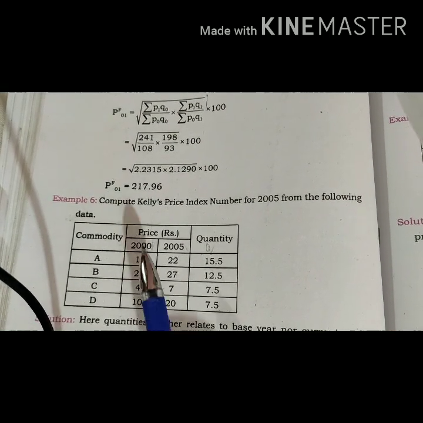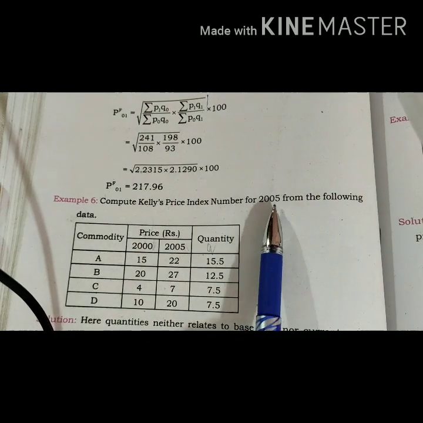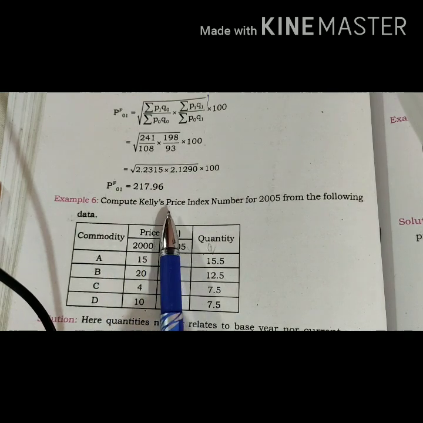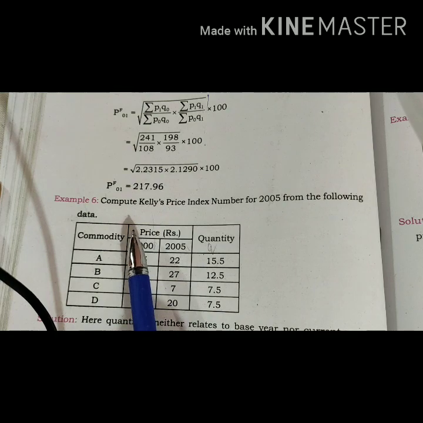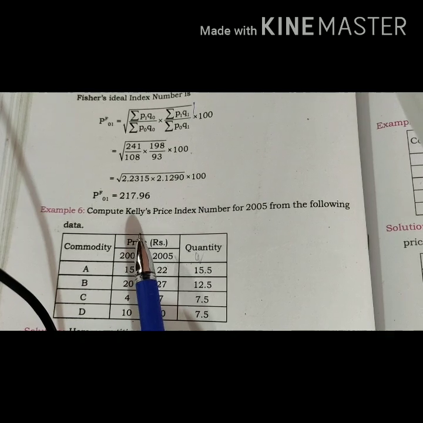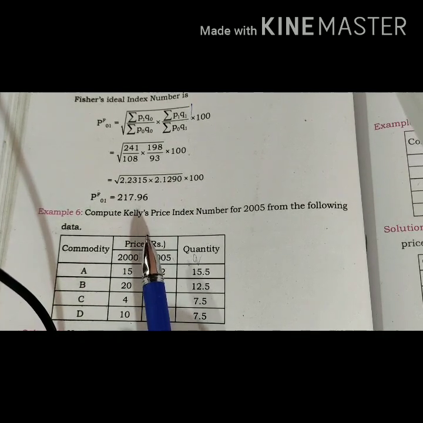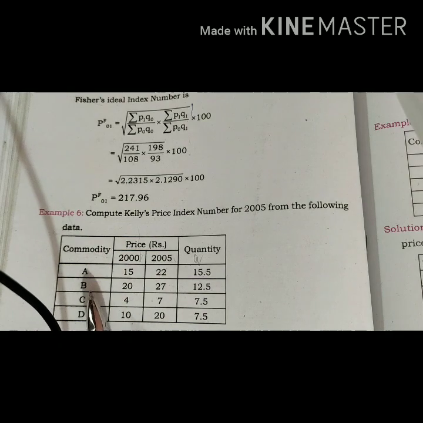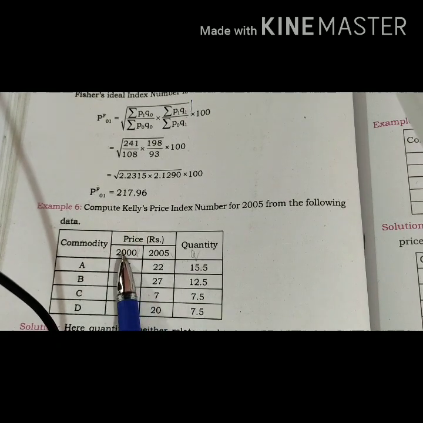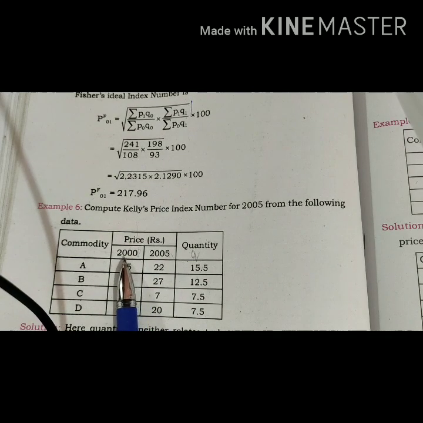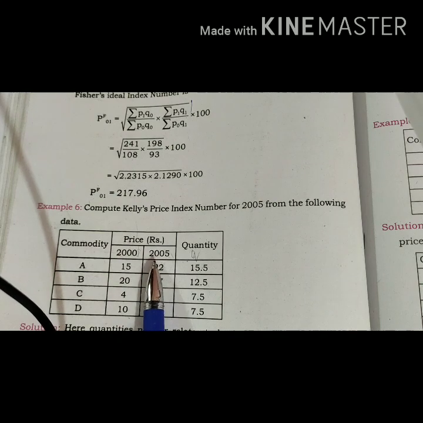Next, going on to example 6: compute Kelly's price index number for 2005 from the following data. We need to calculate Kelly's price index number. So Kelly's price index number formula is P01 to the power k is equal to sigma P1 into Q divided by sigma P0 into Q, into 100. So see here, the commodity is given, and the price is given for the base year as well as the current year. 2000 is the base year and 2005 is the current year.